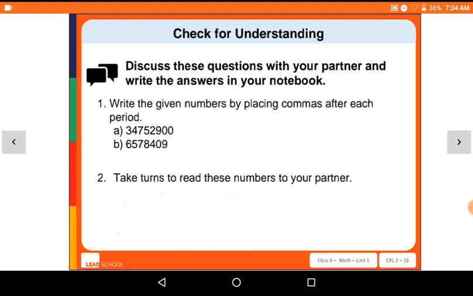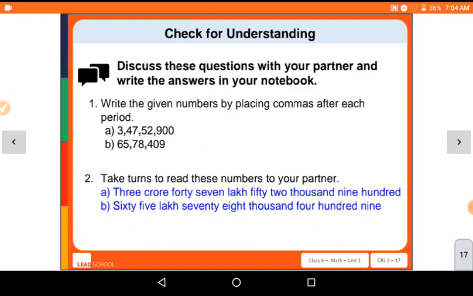3,47,52,900, is it okay? So these are the understandings of how to represent it that way. This is the answer of both numbers, and also using that, आप यही नंबर को कैसे बोल सकते हैं, रीड कैसे कर सकते हैं, that is the answer given for A and B, 3,47,52,900 and 65,78,409. So these are the ways to represent it. Now move on to the next point.